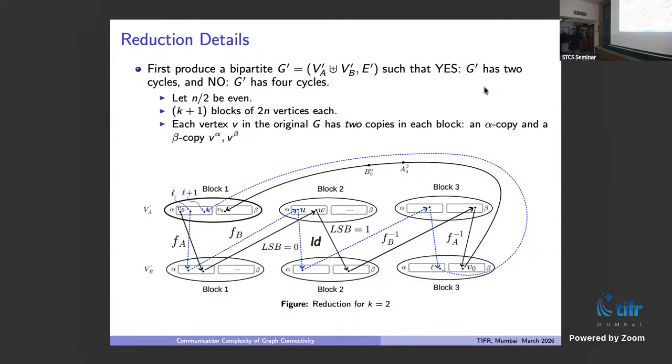Suppose I want to chase the second pointer starting at V0. I know which block I'm going to end up in, right? I'm going to take a FA here and end up in block 2 of VA. So you have FA followed by FB. Now what they do is, depending on what the least significant bit is here, you either map to the same block, same copy, or to another block.